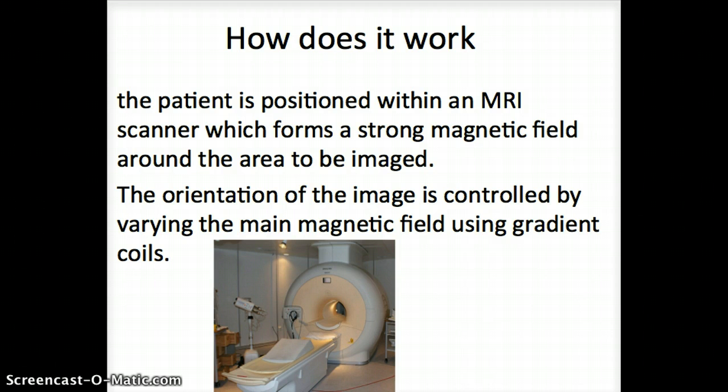MRI scanners come in different field strengths, usually between 0.5 and 1.5 Tesla. The orientation of the image is carried out by controlling the varying magnetic field using gradient coils. As these coils are rapidly switched on and off, they create the characteristic repetitive noises of an MRI scan. The contrast between different tissues is determined by the rate at which excited atoms return to their equilibrium state.